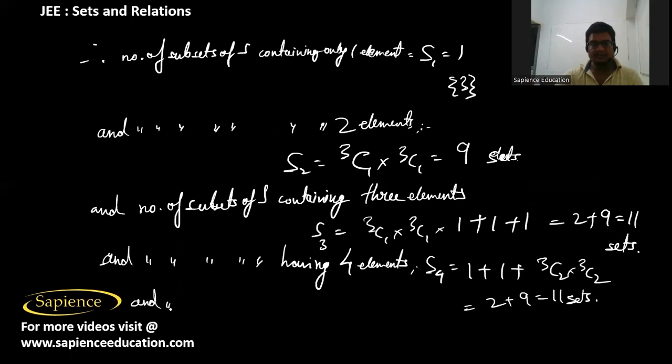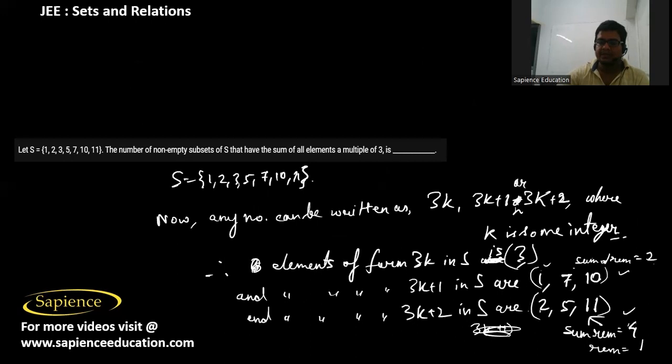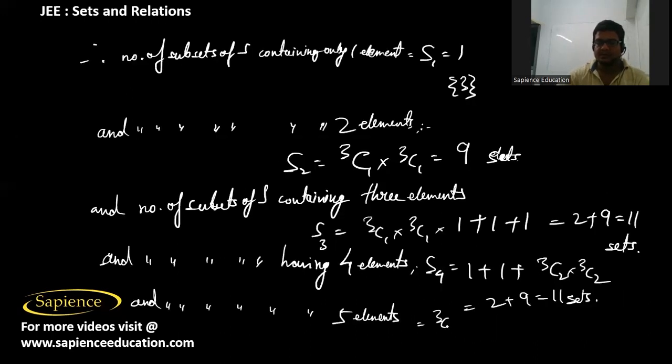And then we have to find the number of subsets of S having 5 elements. If you have to choose 5 elements, then we can select any 2 from here, any 2 from here, and this 3. So it will be 3c2 into 3c2 into 1. So this will be 9 sets.